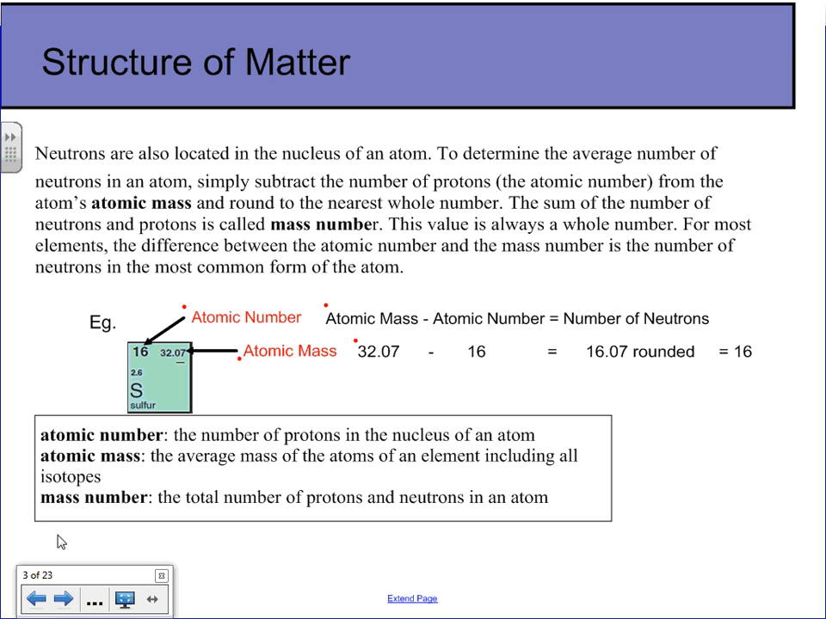So the atomic number is the number of protons in the nucleus of an atom. The atomic mass is the average mass of the atoms in an element, including all isotopes, and the mass number is the total number of protons and neutrons in an atom.